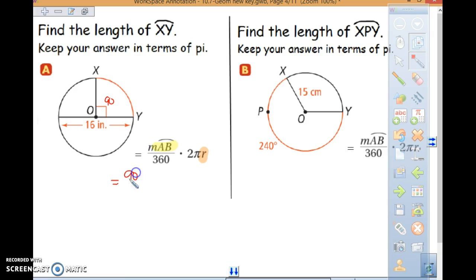So we have 90 out of a total 360. Our radius, we have to figure out. We were given a diameter of 16, so our radius is going to be 8. So 2 pi times 8. So this fraction we can reduce, which turns into a fourth. 2 times 8 is 16. So a fourth of 16 turns into 4. So the measure of that arc, or the length of that arc, is 4 pi, and our label would be inches.